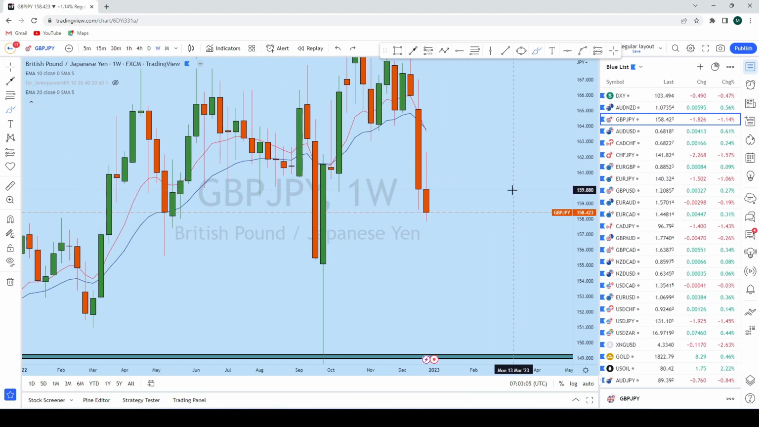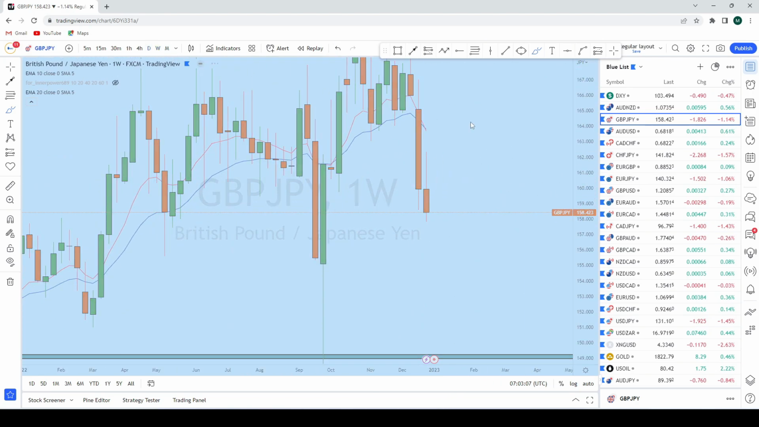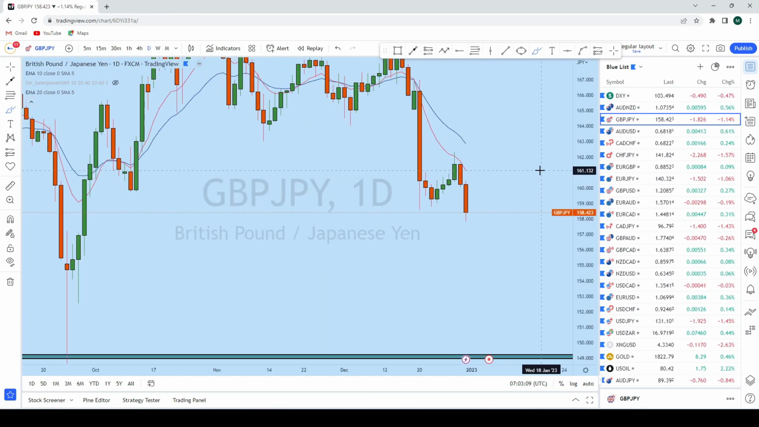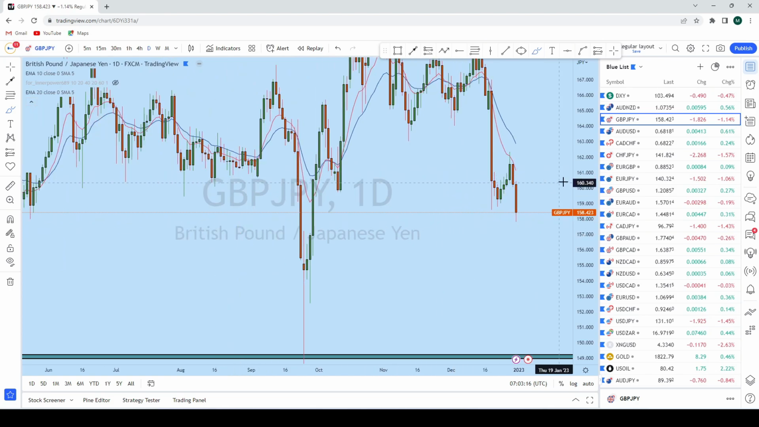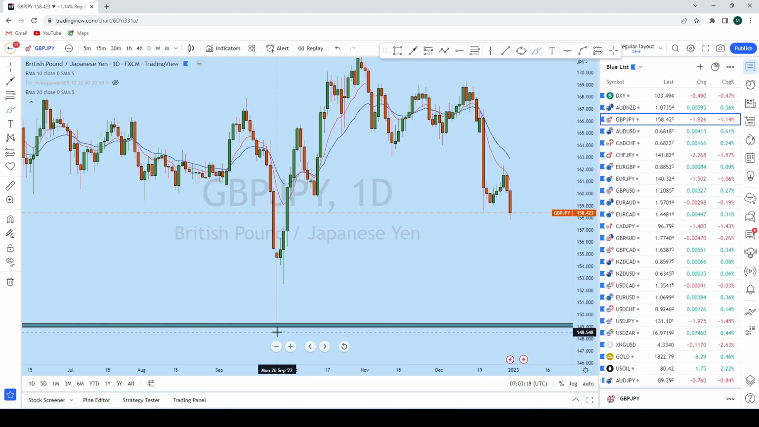So which one is likely to happen? Let's jump on to the daily time frame to see how the price action is forming. Now on the daily perspective, as you can see, GBPJPY is now almost below all this current level of support. Now what I think is that, as you can see, there is a long daily wick here.